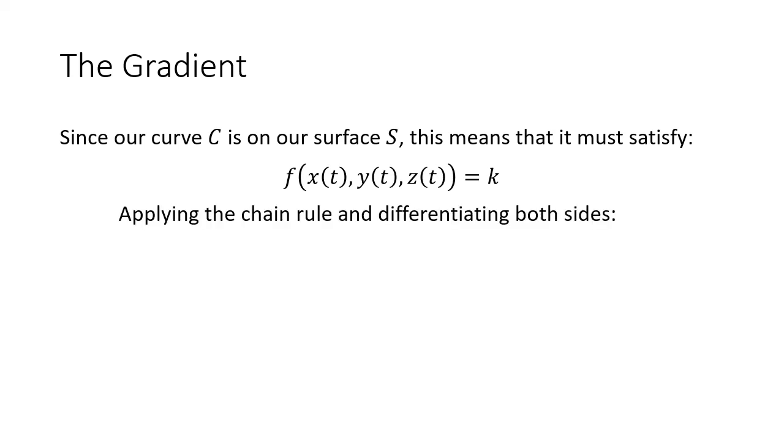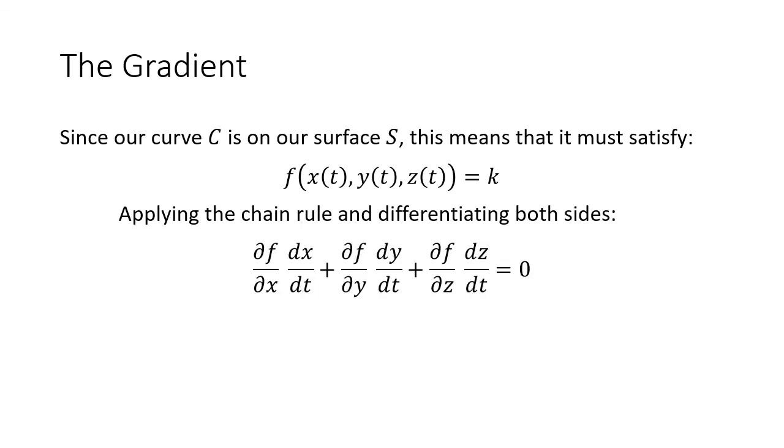But I can apply the chain rule and differentiate both sides here. Now, when I apply the chain rule to something with 3 variables, we should hopefully remember how to do this. We just apply it to that 3rd variable as well. So partial f with respect to x, dx dt. The partial with respect to y, dy dt. The partial of f with respect to z, dz dt. And then, of course, when I differentiate any constant on that right-hand side, it's going to equal 0.